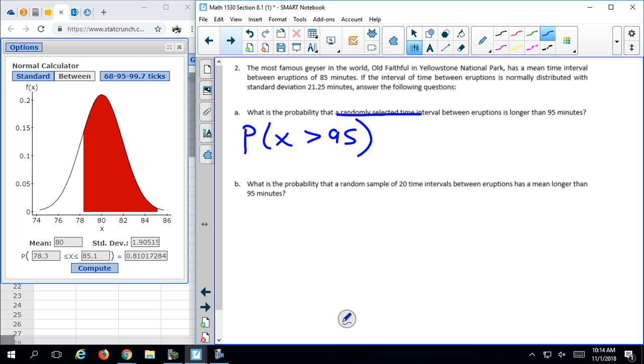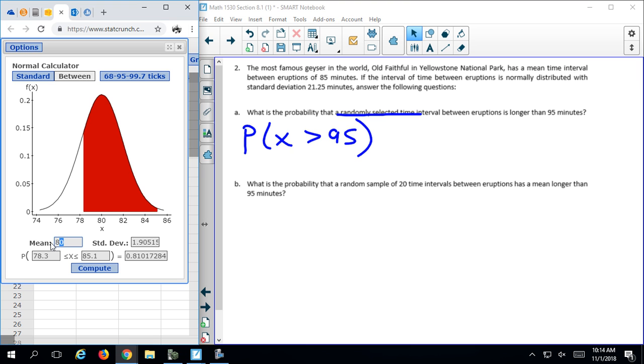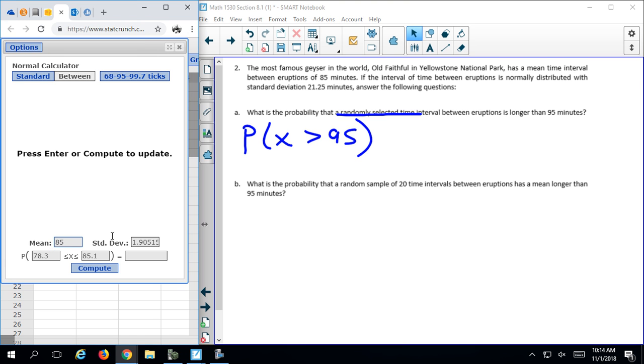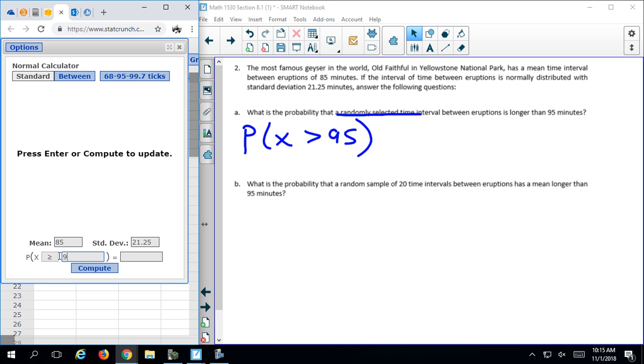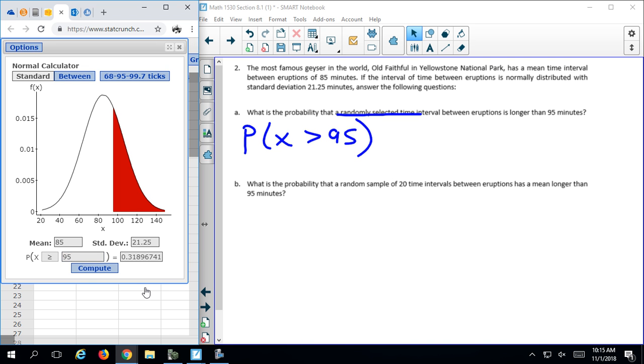This is a Chapter 7 problem. It's normally distributed. I know its mean and standard deviation. I'm just going to type those in to my calculator, and I'm going to find the area to the right of 95. So the mean is 85. The standard deviation is 21.25. And I want area to the right of 95. Just like that. No different than the last chapter.